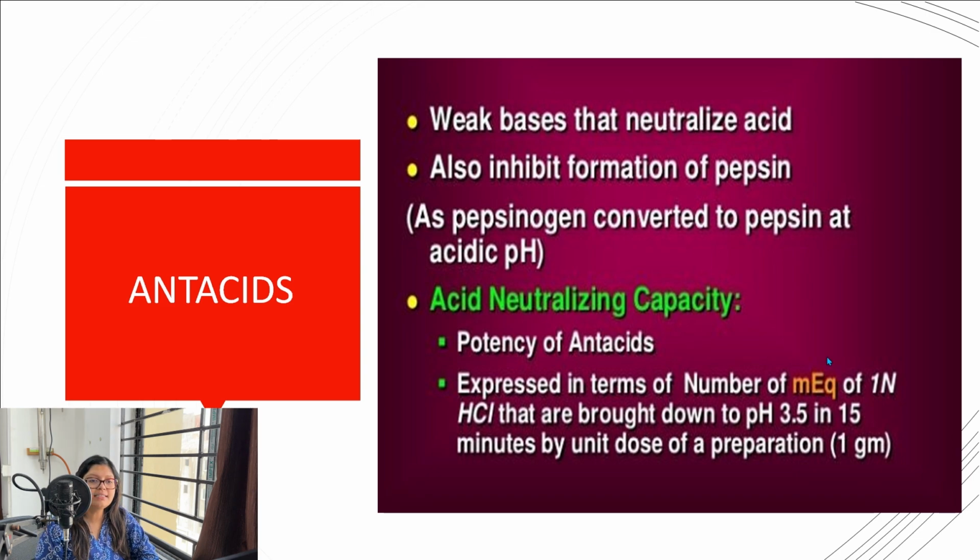Next is the antacids. They are basically weak bases. What they do is neutralize the acid or inhibit the formation of pepsin. Why? Because pepsin forms in an acidic pH environment, so that needs to be reduced. Now, who is providing this acid neutralizing capacity? That is the antacids. So they show the potency or the therapeutic effect of the drug.